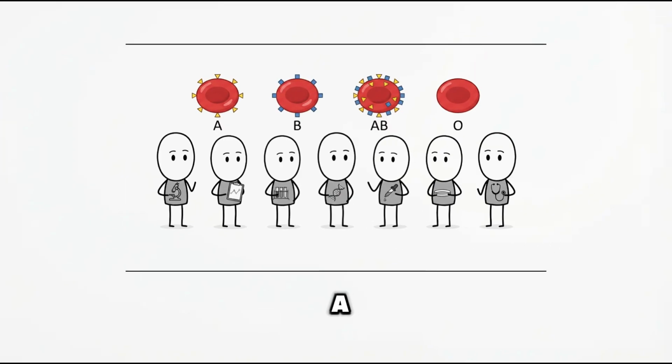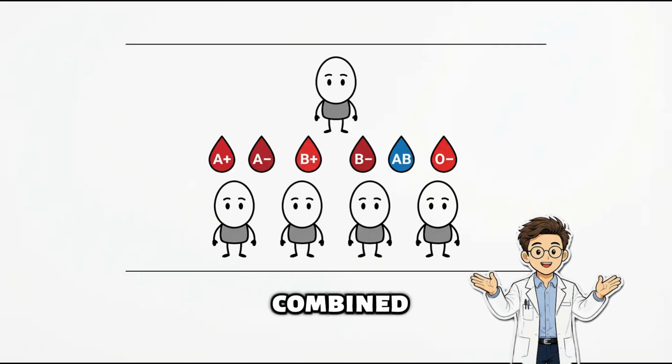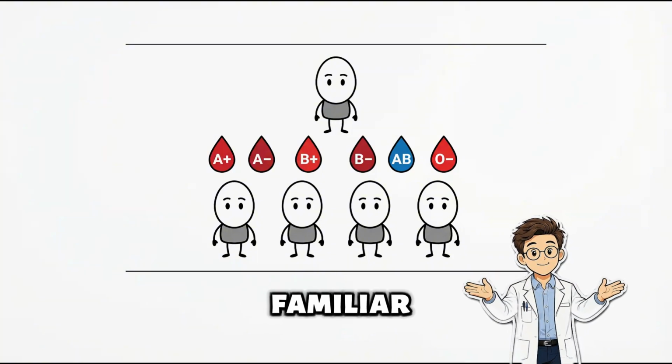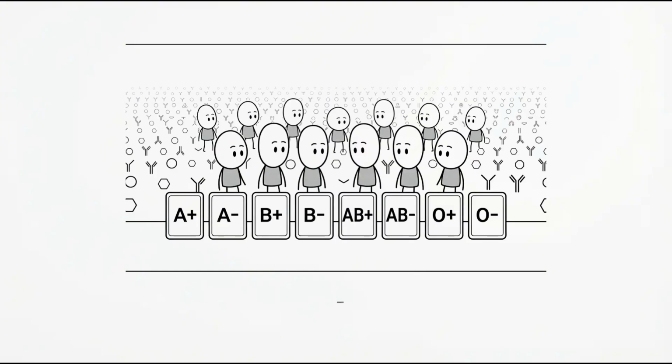The 4 letters A, B, AB, and O are determined by the presence or absence of A and B antigens on the surface of red blood cells. The plus or minus sign indicates whether the red blood cells carry the RhD antigen. When these two systems are combined, they produce the 8 familiar blood types: A+, A-, B+, B-, AB+, AB-, O+, and O-. These 8 types do not represent the entire world of blood groups.